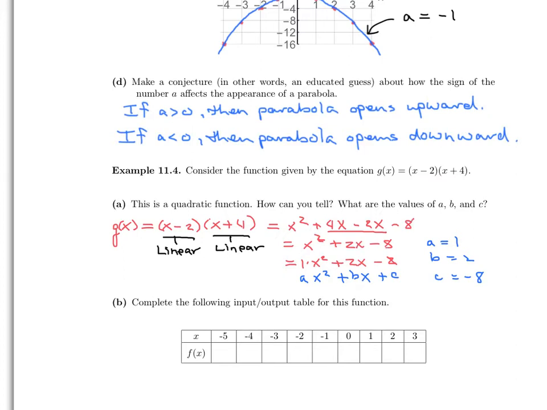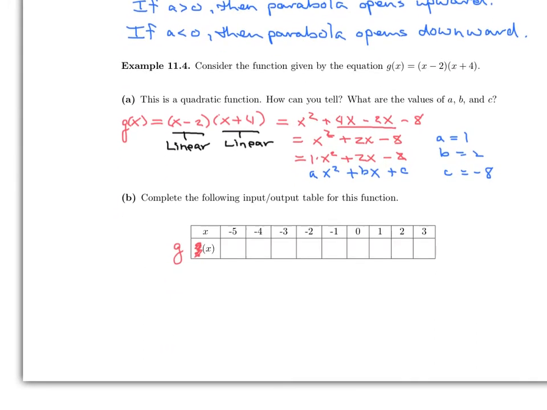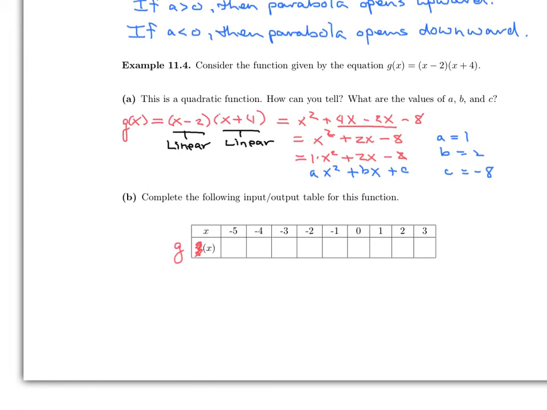Okay, let's have a look at part B. Complete the following input-output table for this function. First of all, again, there's a mistake here. This function's name was g, so we want to put a g there. Scroll up a little bit to give us some more room here. So we want to substitute negative 5 into the g function.